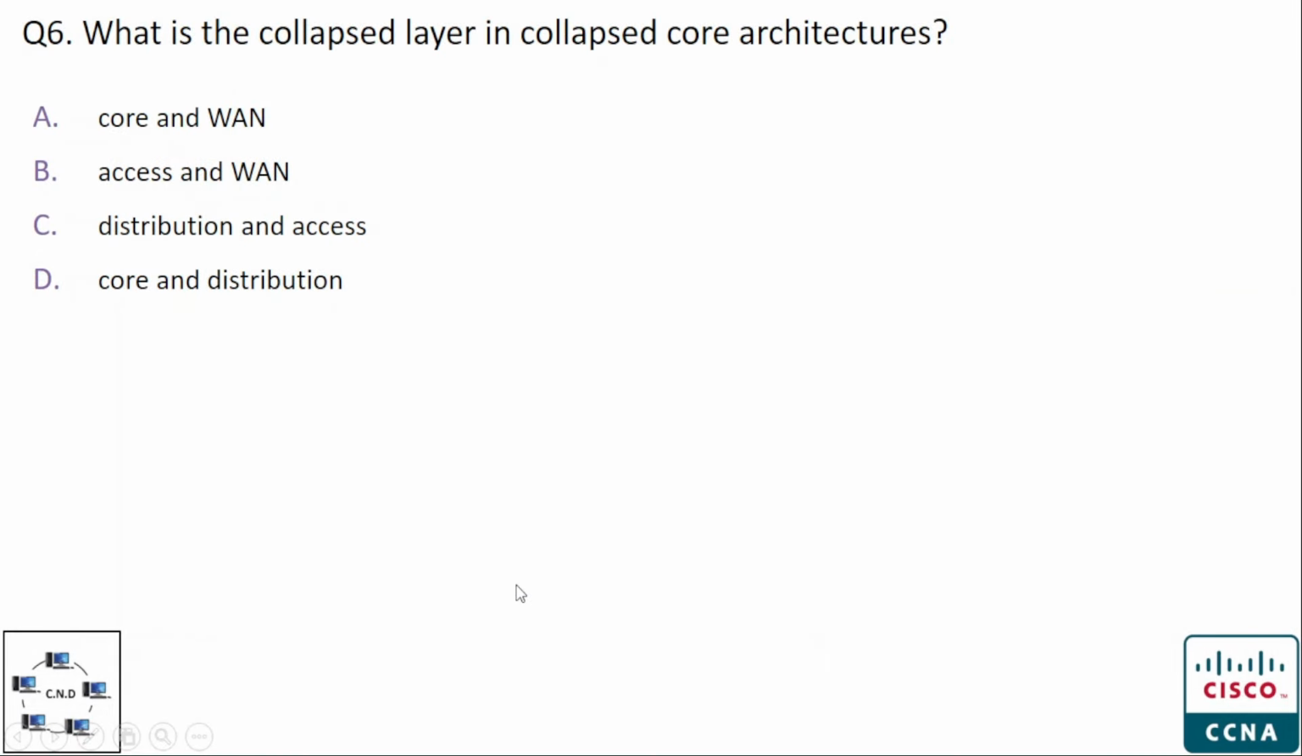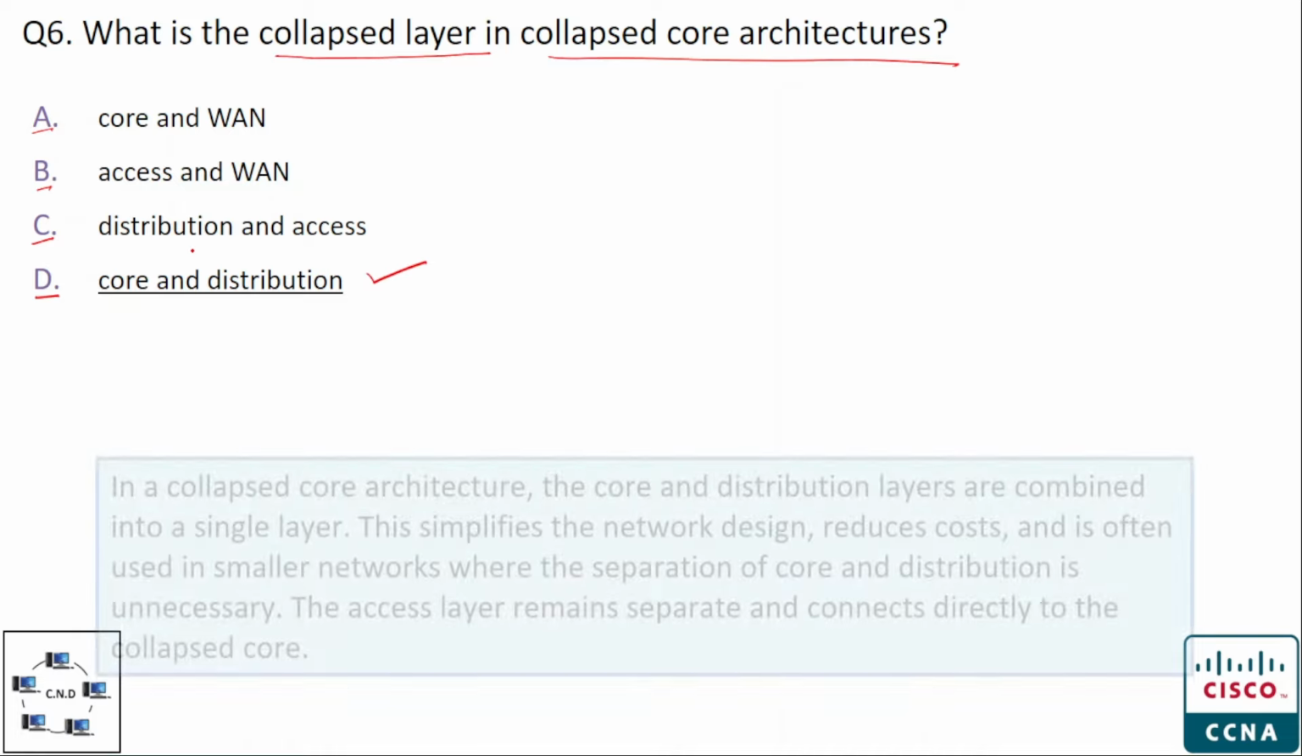Question number 6, what is the collapsed layer in collapsed core architecture? So what does the collapsed layer consist of in collapsed core architecture? And the options are option A, core and WAN, option B, access and WAN, option C, distribution and access, and option D, core and distribution. And the correct option is option D. So the collapsed layer consists of the core and the distribution layer.